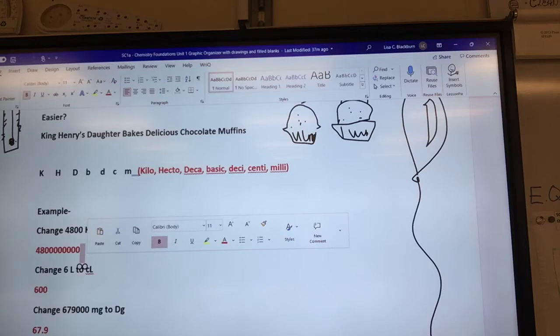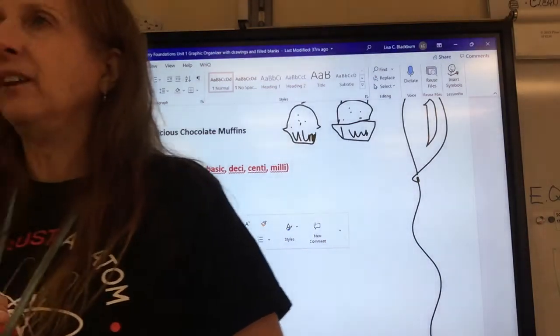King Henry's daughter bakes delicious chocolate muffins. I have 4,800 kilometers, and I'm going to millimeters, so I count the frog hops. 1, 2, 3, 4, 5, 6. My decimal point is the frog. There he is. He's going to hop 6 places that way. 1, 2, 3, 4, 5, 6. Now he's here, and we put zeros in each of the hoppy places. What do you think? Can you hop like a frog?